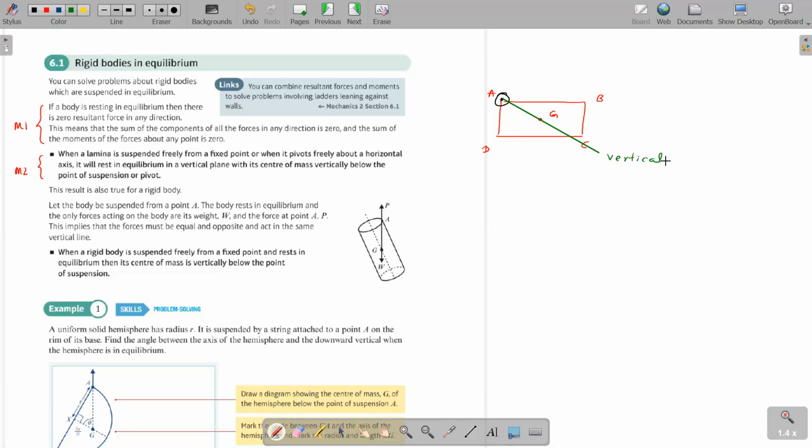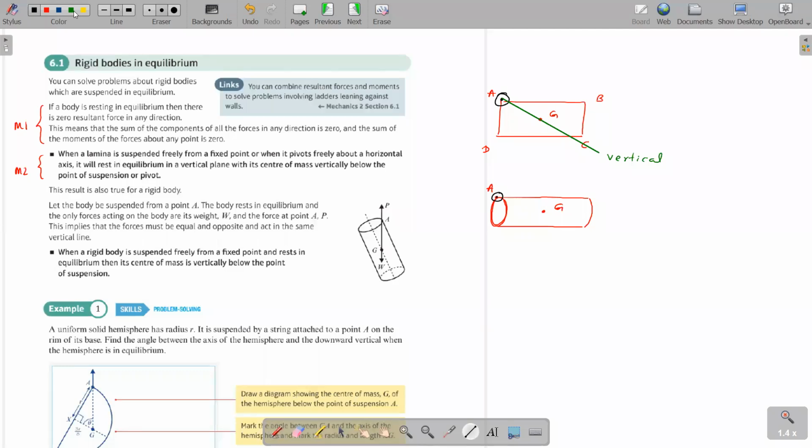Basically, you don't always need to draw. Now over here, you can see in this case, they have drawn the cylinder. I'll just draw it in a horizontal look. The center of mass of the cylinder is exactly in the middle. Let's say this is the point A. So they are suspending the cylinder from point A. That means you have it from point A and you hang it.